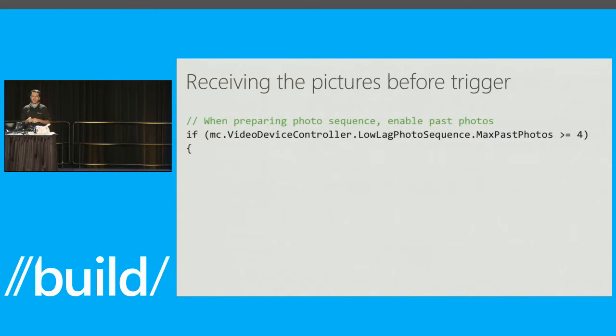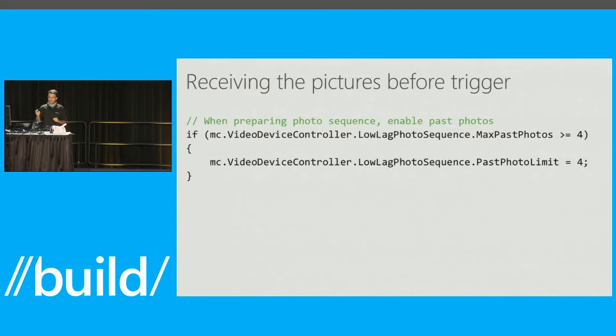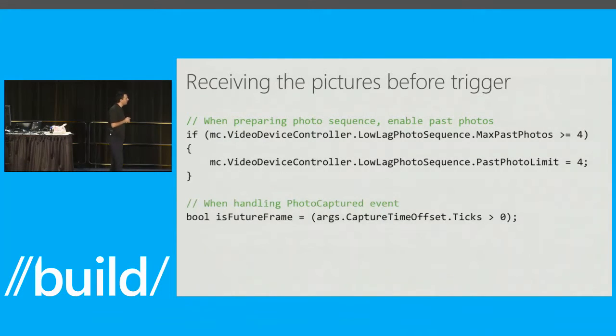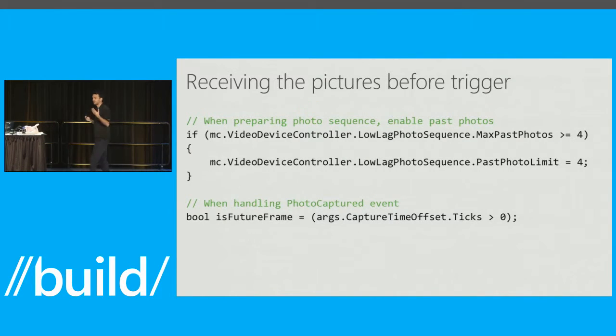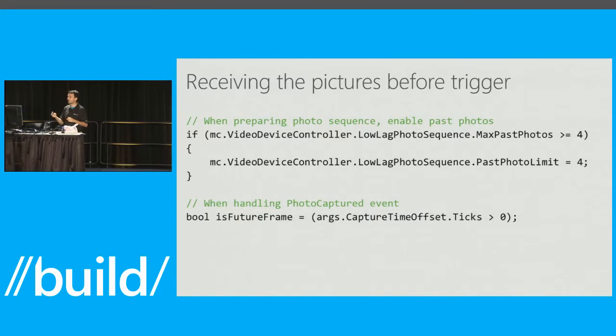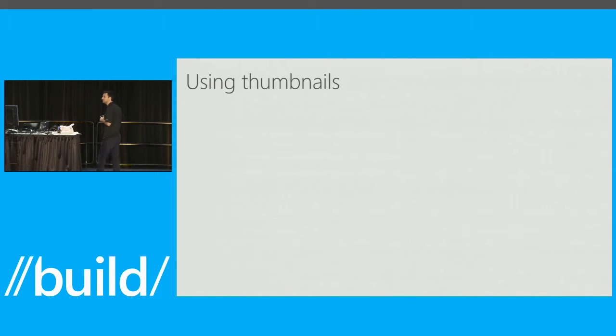Well, first of all, check how many pictures the hardware will be able to support as past frames. In this case, I want 4, and that's all I want to check. So if the condition is satisfied, I'm going to specify 4. And then how do I know, because I have a function call that processes every picture, how do I know if a picture is before the trigger time or after the trigger time? So we have a time offset that will tell you if it is a future frame or an older frame.